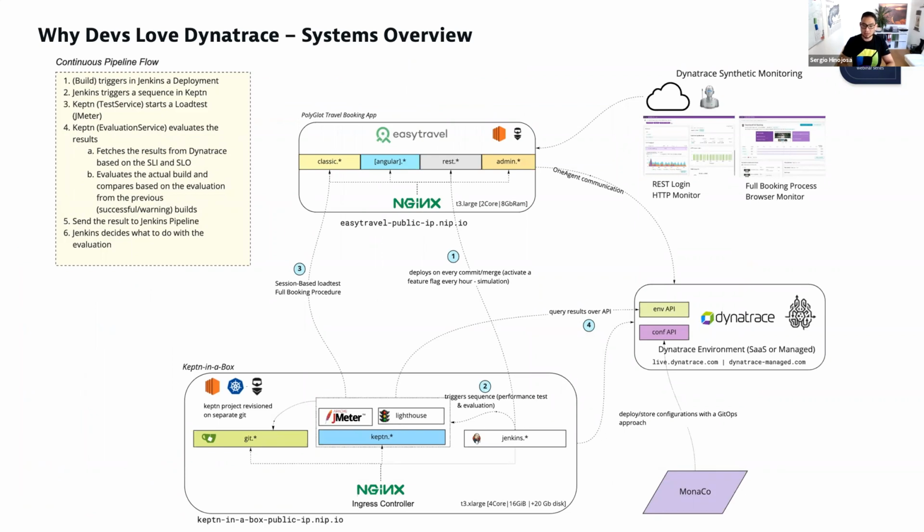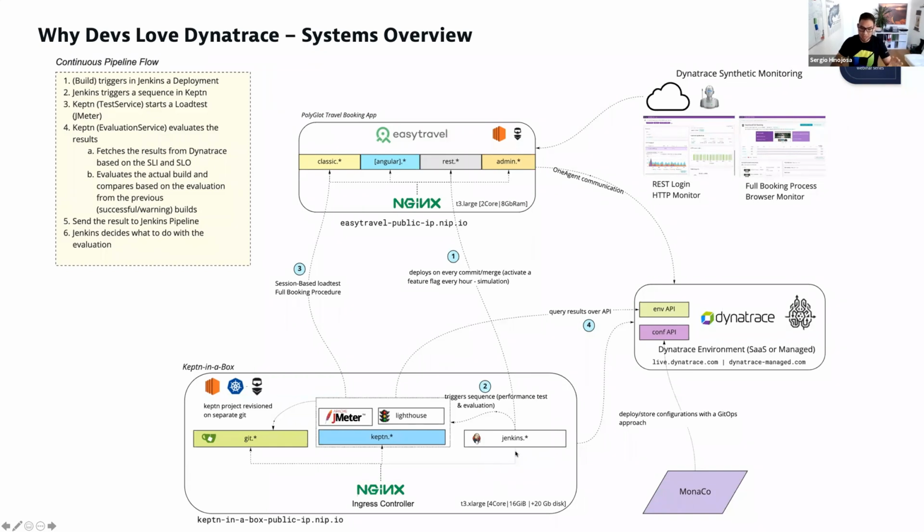In more detail, this is how it looks. With Monaco, which you have seen in episode 1, in episode 2 we're going to spin up the synthetic test, so we continuously monitor if the endpoints and the browser tests are available, right? We have 2 machines, Easy Travel and Captain in a Box. Captain in a Box is a single node Kubernetes cluster, where automatically, with the script that I just ran, it spins up MicroK8s, and inside it installs Captain, Jenkins, a Git server and the OneAgent. So we even monitor that with Dynatrace, right?